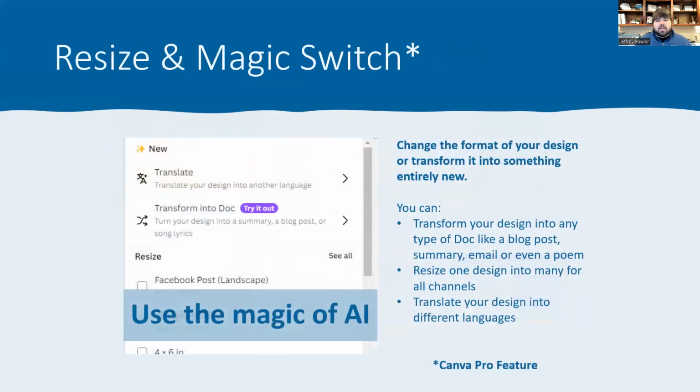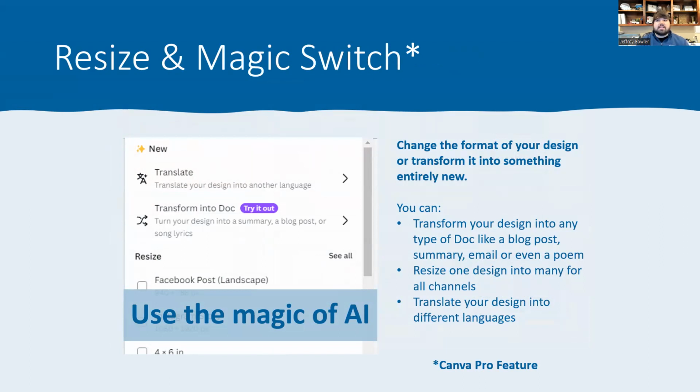All right, next, one of the most important things to utilize in Canva, and I'll give you a really specific scenario, is resize and magic switch. This is really cool because you're able to use Canva's AI to change the size of a document.